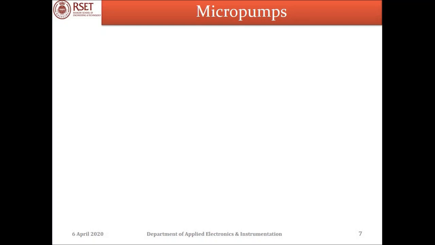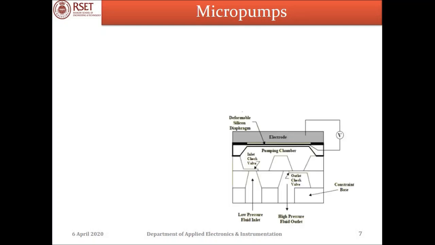Let us now look into the picture of one such micropump. So here is the picture of the micropump with this layer as the diaphragm. This is the counter electrode, and you can apply an AC signal between these two electrodes. And this segment is the isolation layer. The fluid inlet is through this segment and the outlet is through this segment. Between the inlet and the pumping chamber you have the inlet check valve, and between the pumping chamber and the outlet we have the outlet check valve.